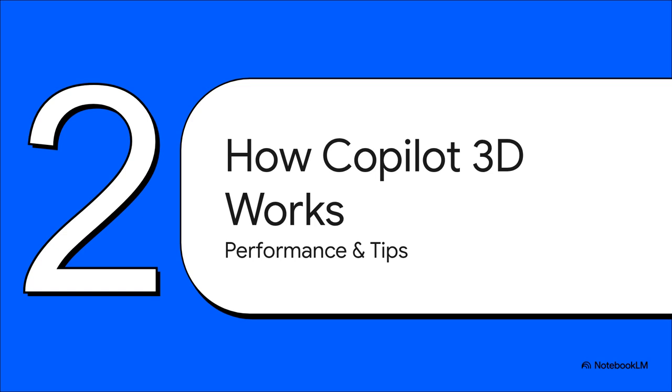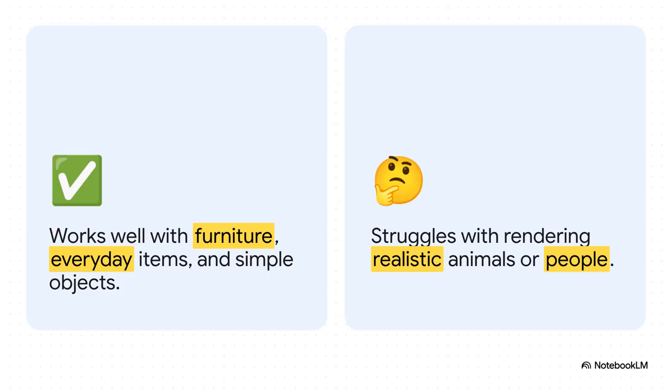So, the big question, right? Does it actually work? And how well? Now we're going to get into the real-world performance of this thing and give you some tips to get the absolute best results out of it. And this is where we got to be real about where the tech is at right now. The AI is fantastic with certain things. Think furniture, everyday items, objects with really clear shapes. But it does still have a hard time with the really complex, organic stuff, like realistic animals or people. It's an amazing tool for sure, but it helps to know its sweet spots.